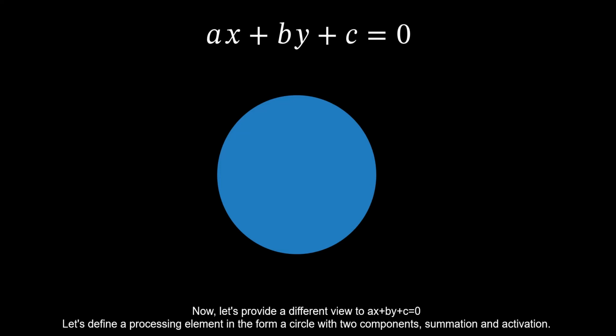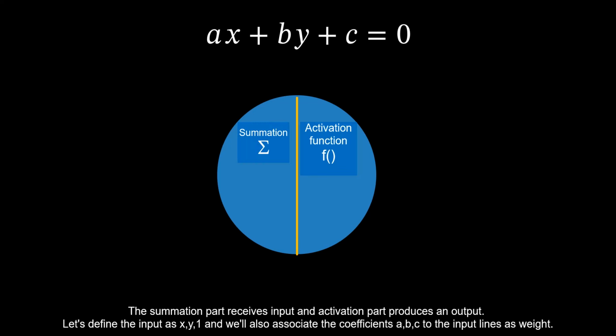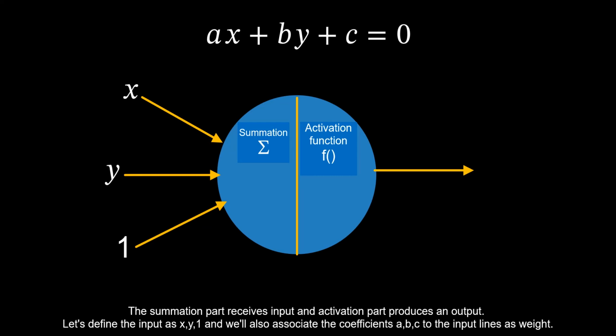Now let's provide a different view to ax plus by plus c is equal to 0. Let's define a processing element in the form of a circle with two components, summation and activation. The summation part receives input and the activation part produces an output. Let's define the input as x, y, 1, and we will also associate the coefficients a, b, c to the input lines as weights.